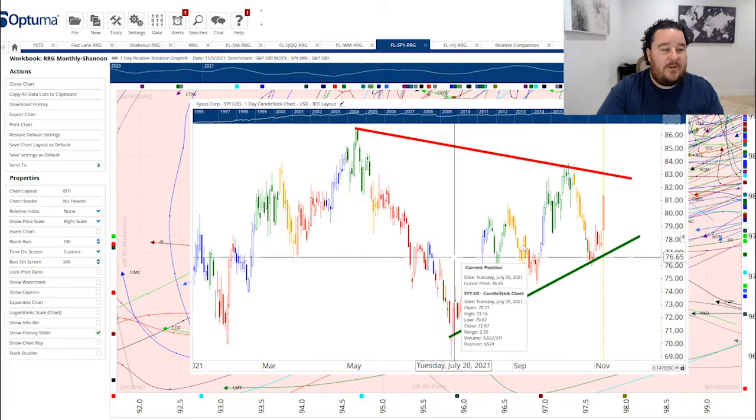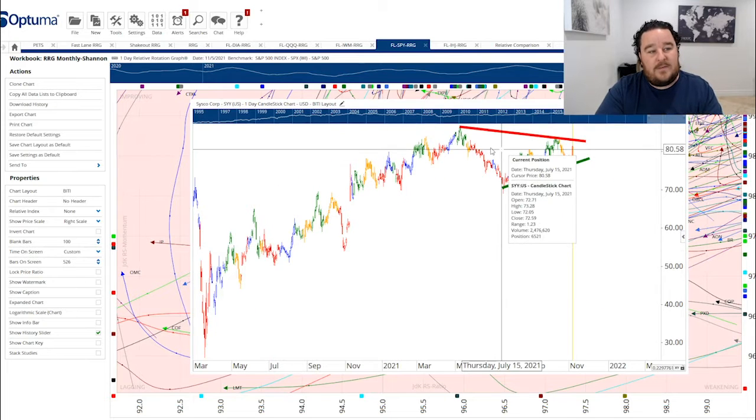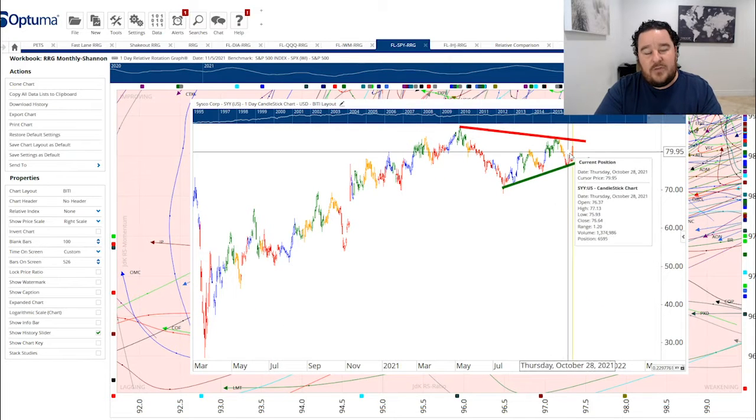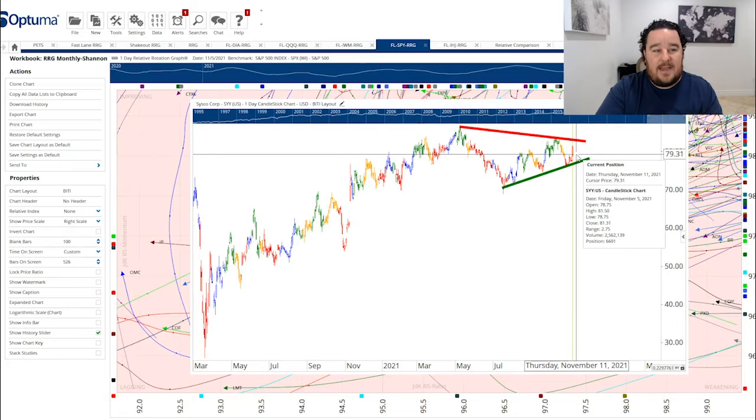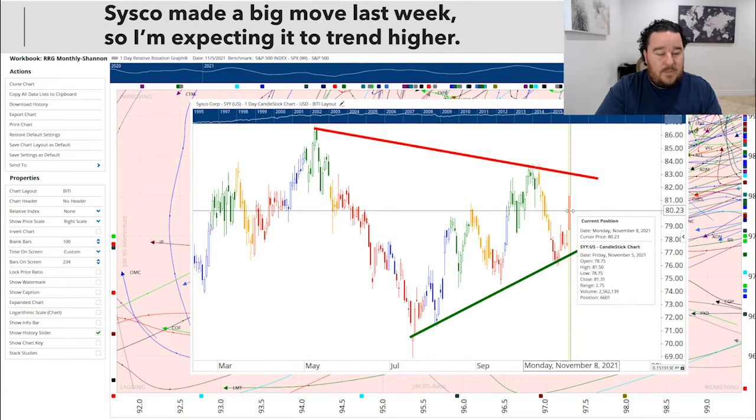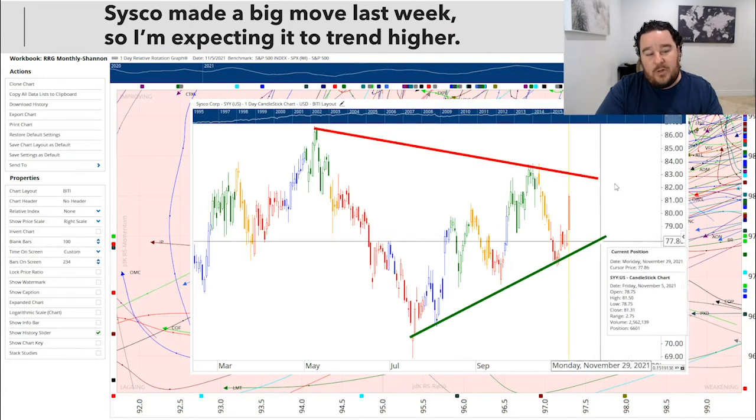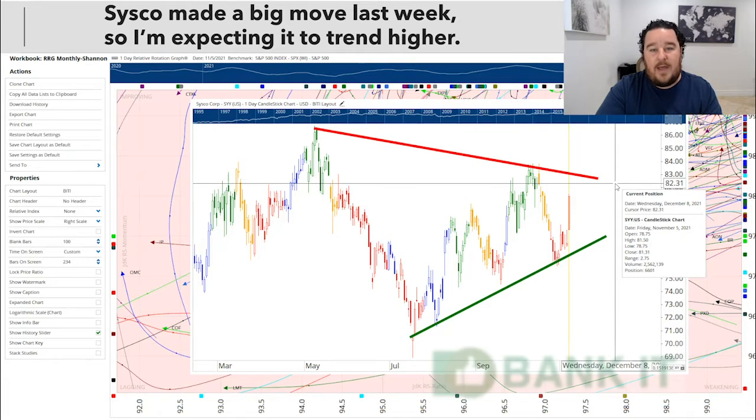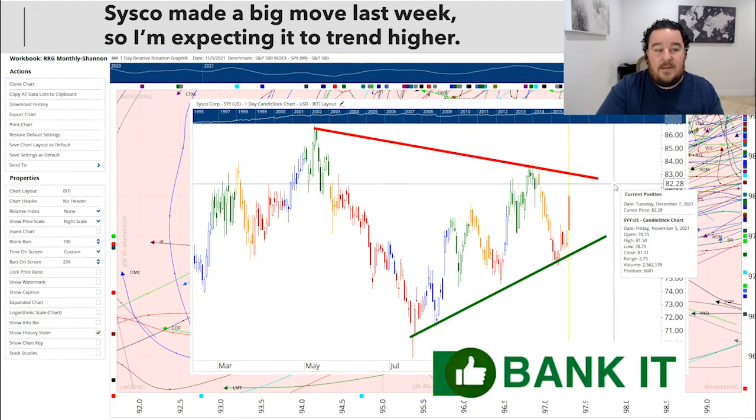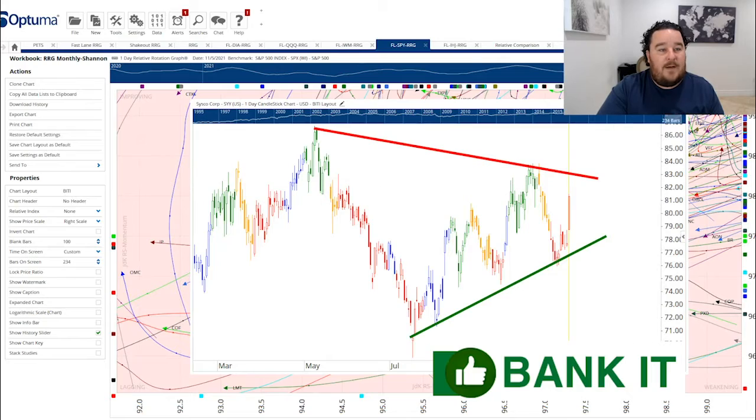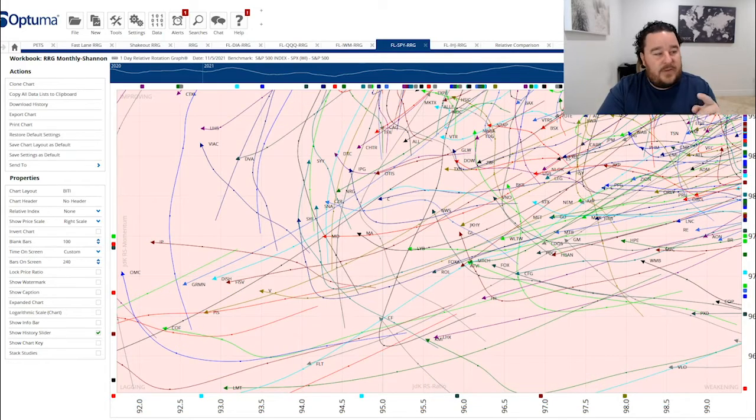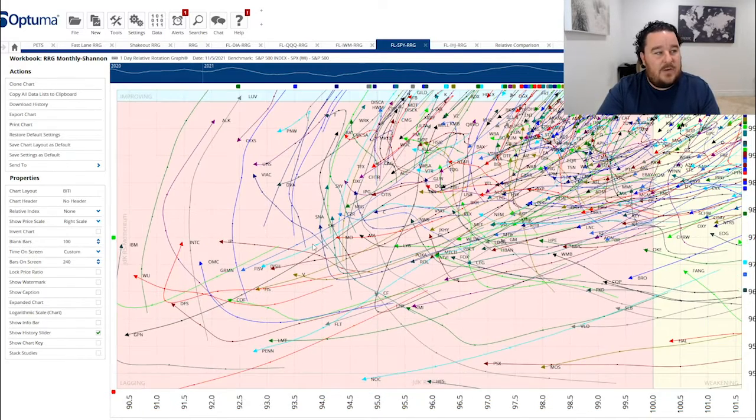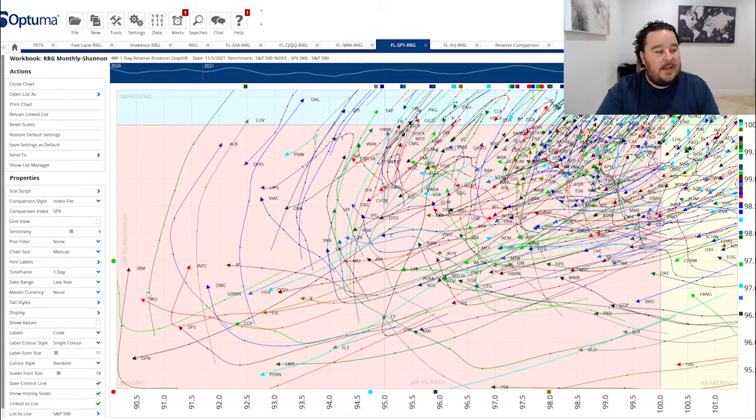So this is a wedge pattern here. Stock's been headed higher. Now it's pulled back quite a bit, kind of trending up, consolidating, but it's been in the lagging quadrant. Again, made a big move up on Friday. We're looking for it to break out to the upside of this wedge pattern and be on our bank it list for today. Now, that's our 3 bank it stocks for today. Again, we got Sysco, we had Alaska Airlines, and we had Intel.